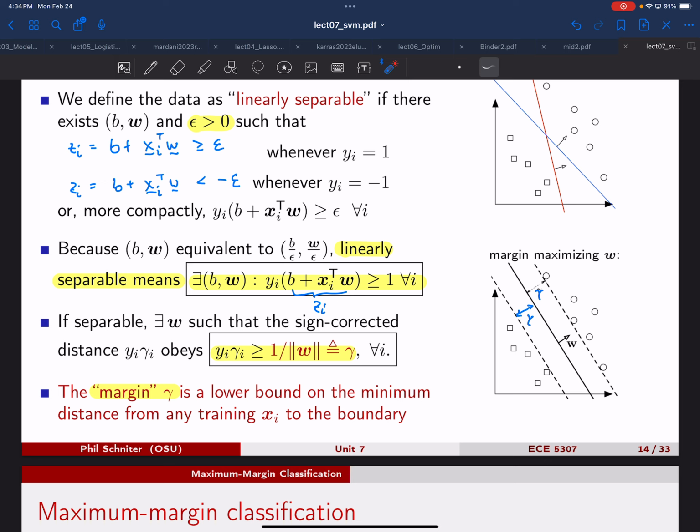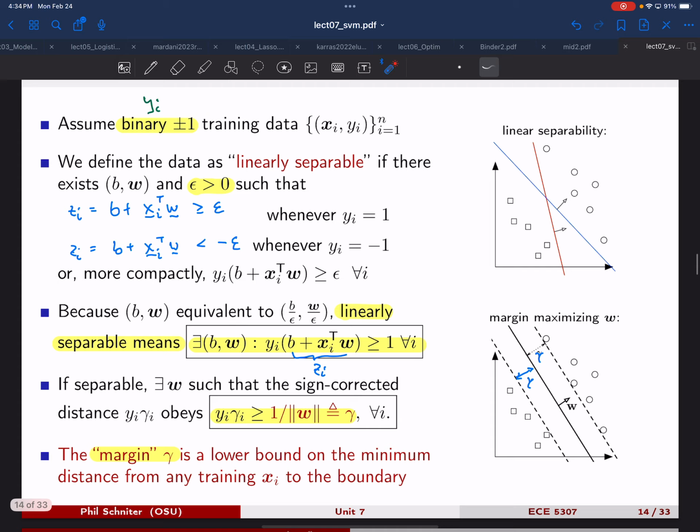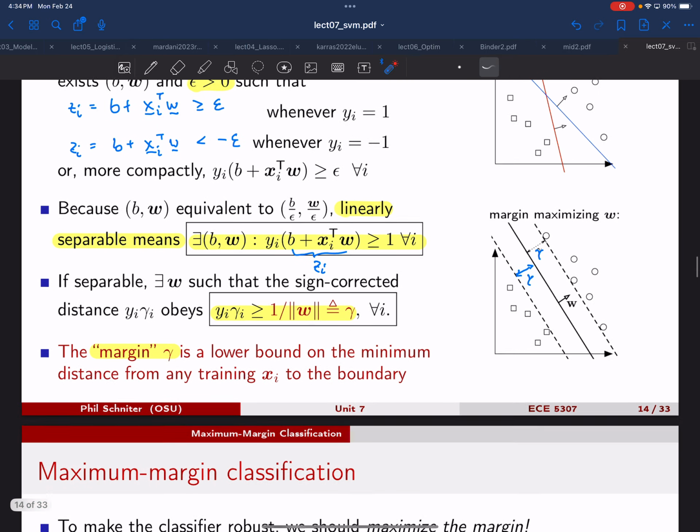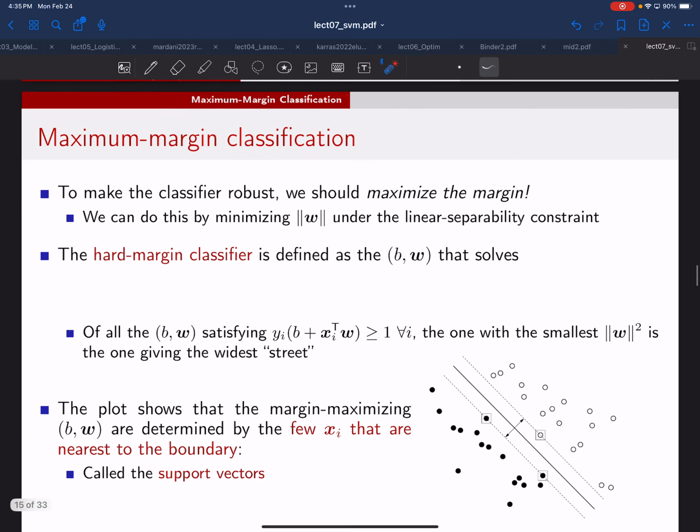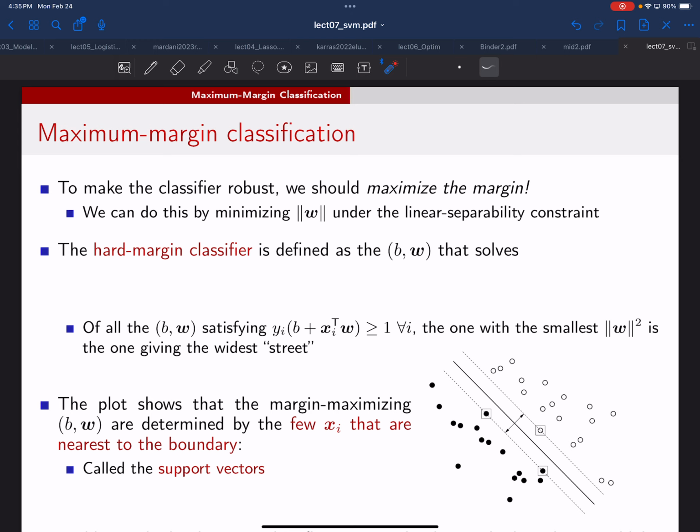Okay, so is it starting to sort of make sense? So the margin is like a lower bound on the minimum distance from any training point to the boundary. And essentially, we want to do something like maximize the margin as our classifier design approach. Okay, so let's try that. So to make this classifier robust, let's maximize the margin.